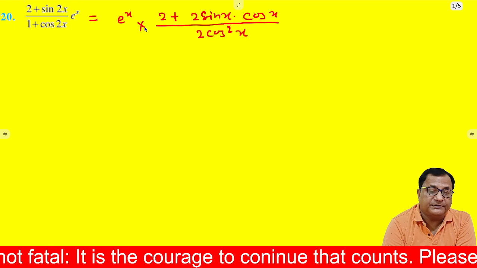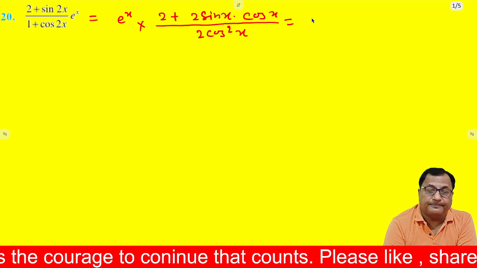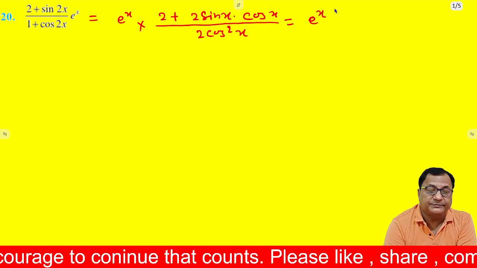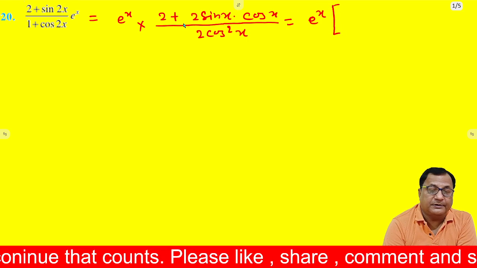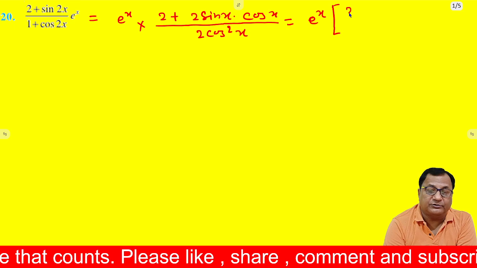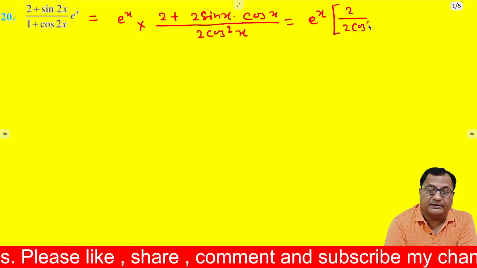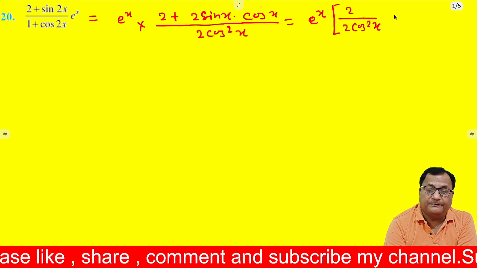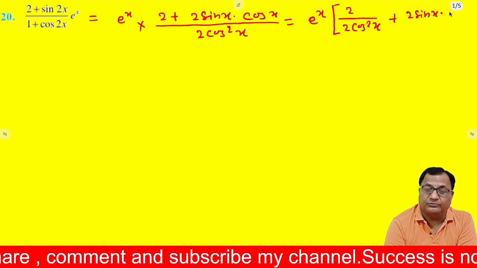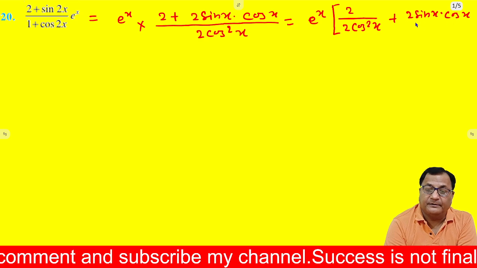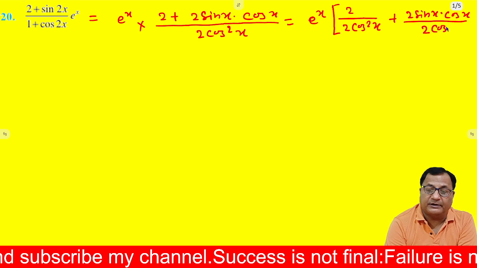Here, this can be written as e^x. We will divide this: 2 by 2 cos square x plus 2 sin x cos x, divided by 2 cos square x.